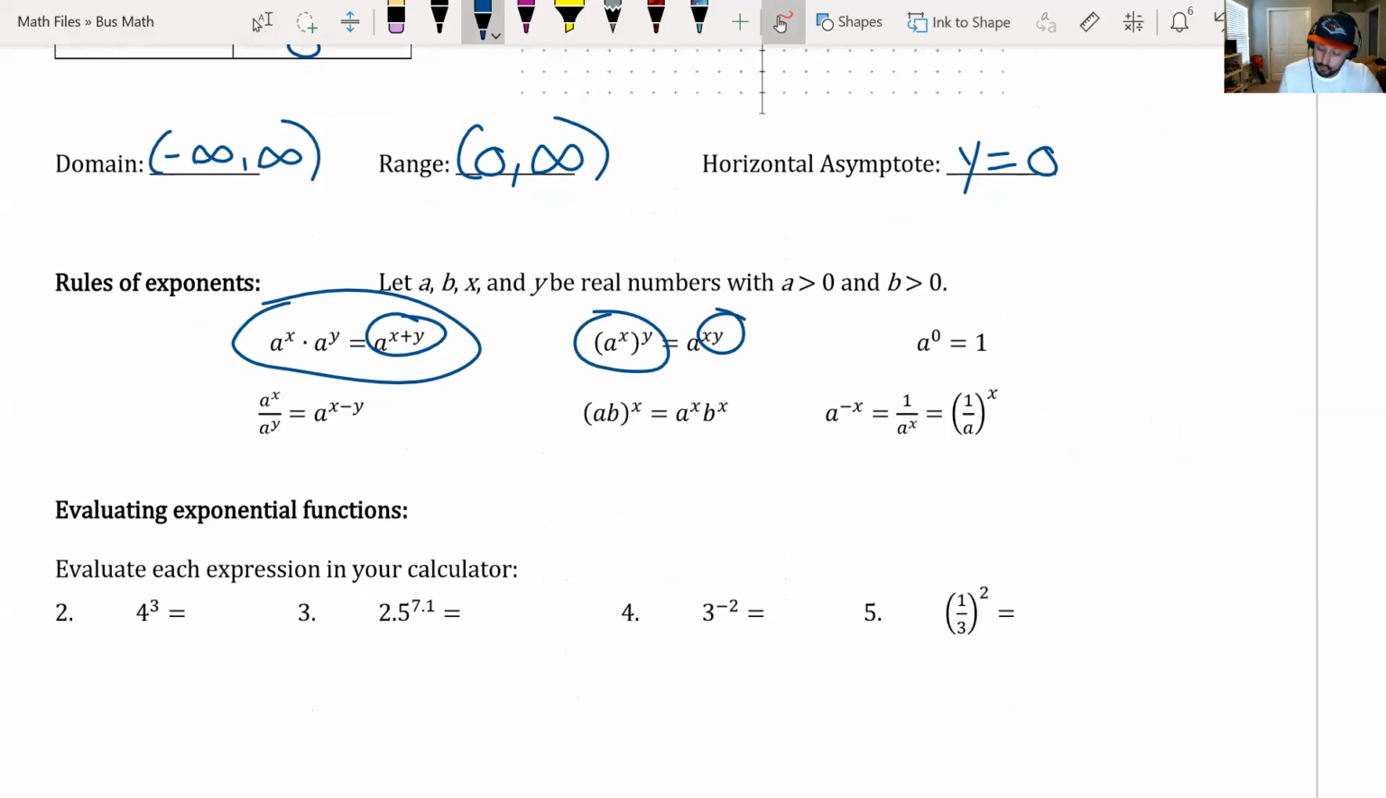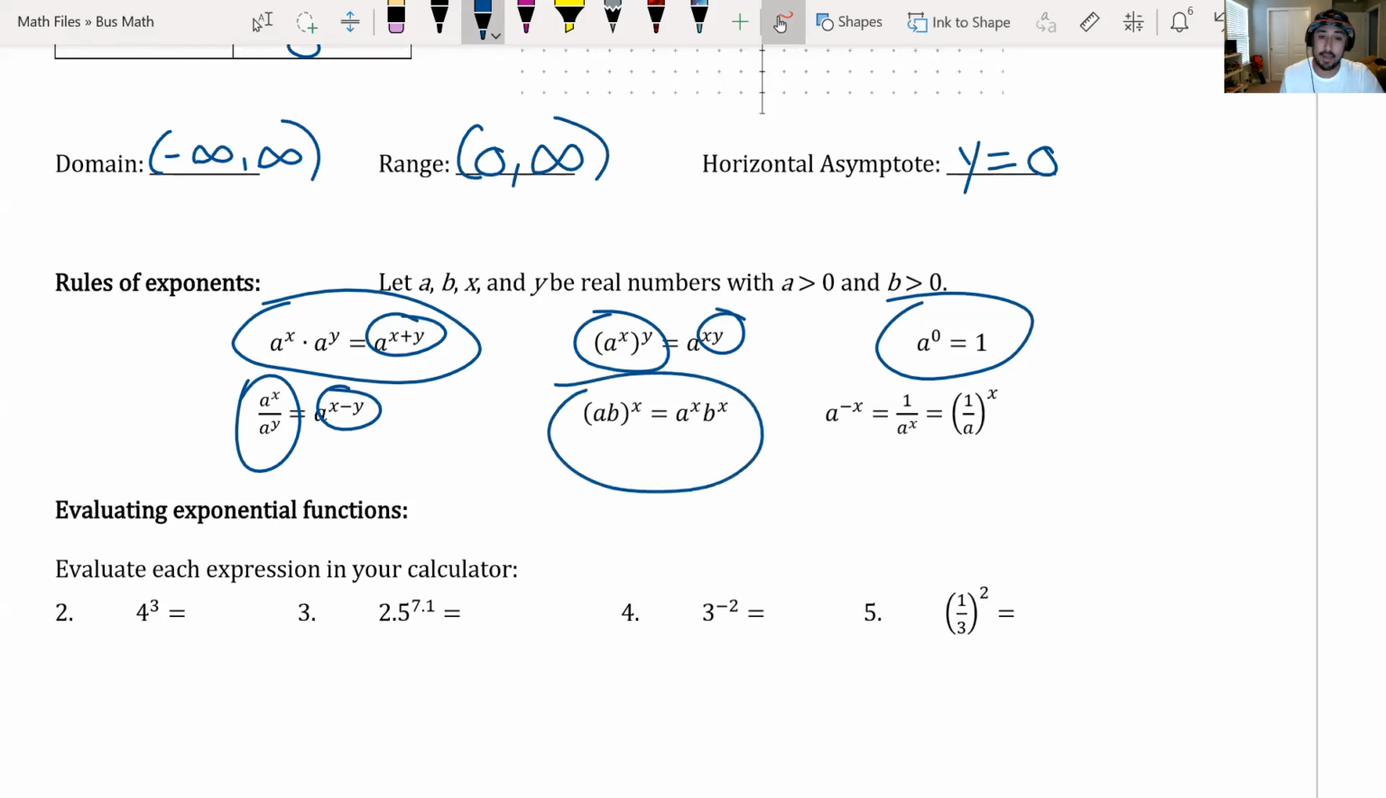The 0 power rule, anything to the 0th power is 1. A to the x over a to the y, same base over each other, you subtract your exponents. This one is product to power. A times b raised to the x means a to the x times b to the x.